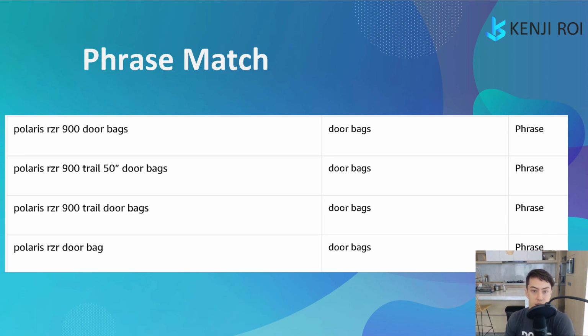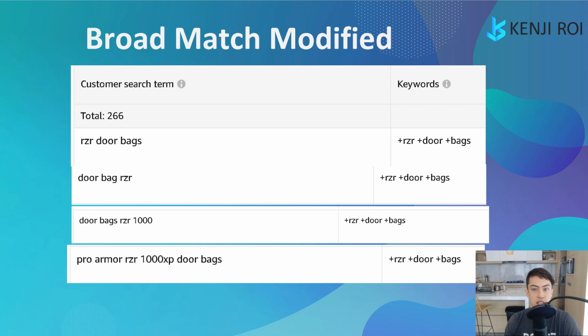You can see the word door bags shows up in all of those search terms. So Amazon's algorithm has just found other customer search terms that include door bags. It doesn't have bags for doors or anything that's not in that exact phrase. But here's the exact same one.